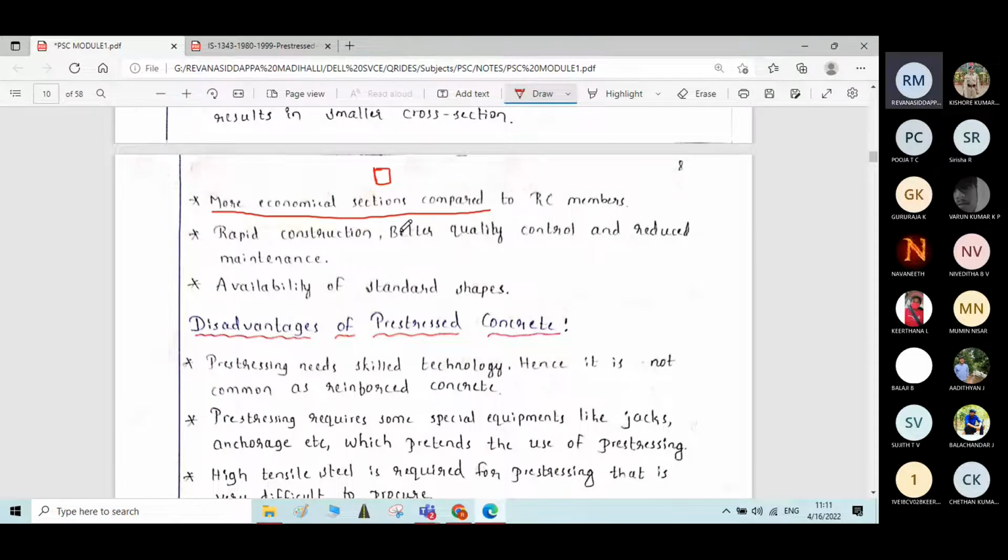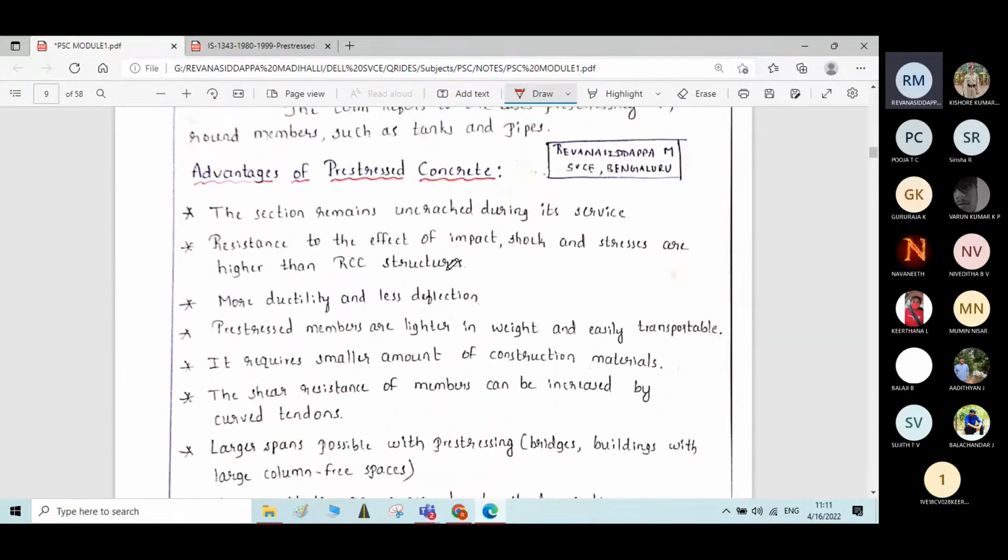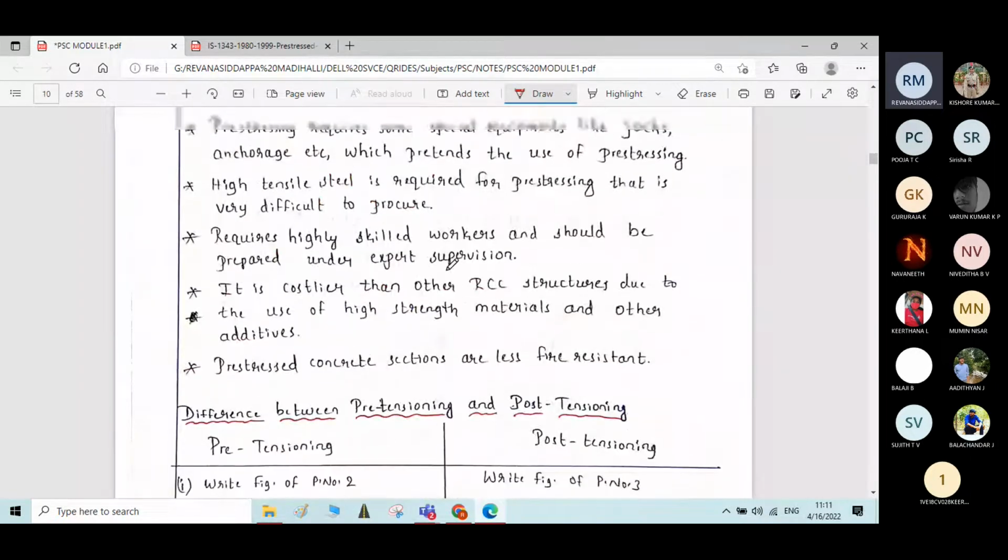Then availability of standard shapes and sizes. The robustness will be maintained with respect to the shape and the size of the PSC element. The perfect size and perfect shape will be maintained, and different shapes of PSC members can also be cast. These are a few advantages associated with PSC or prestressed concrete.